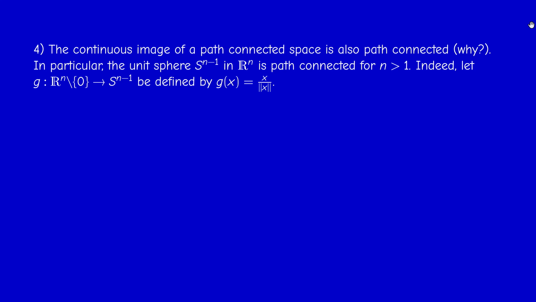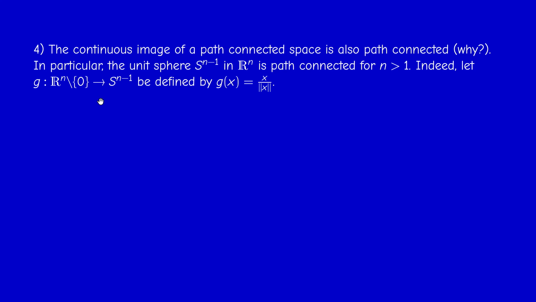Consider the function g from Rn without 0 into the unit sphere of Rn, which is defined simply by g of x equals x over the norm of x. Since x is different from 0, we can divide by its norm. Now, this is, of course, continuous. And the image under g of Rn without 0 is precisely the unit sphere, so it's actually a surjection.